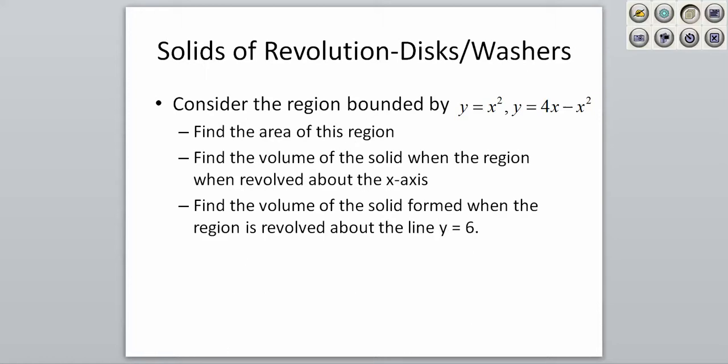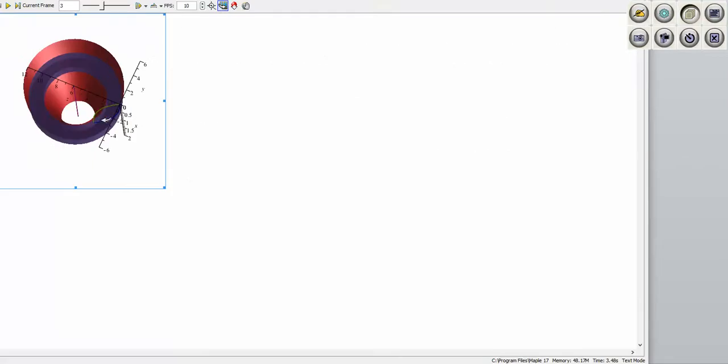I'm first going to visualize this with Maple Cast, and I've already put it in. And you can see as I move this, I made it so I could put washers based on left-hand Riemann sums. And you can see there's a washer. Okay? You can see that. And that's what it is.